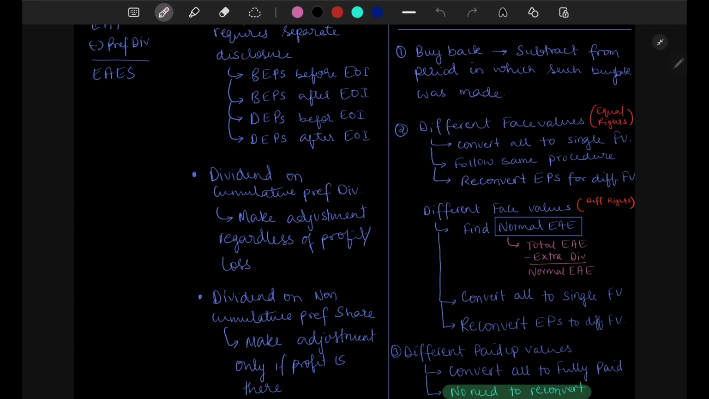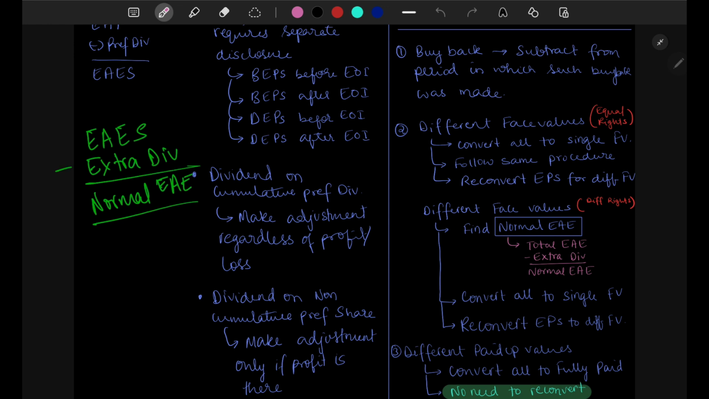Or extra dividends basically. So you just take the total EAE that you find out by doing that EAES normal calculation. Don't subtract anything else. From this EAES you just subtract the extra dividend, which was supposed to be given to B and C. So you just remove the extra dividend, and after you remove it, you get the normal EAE, the normal earnings.